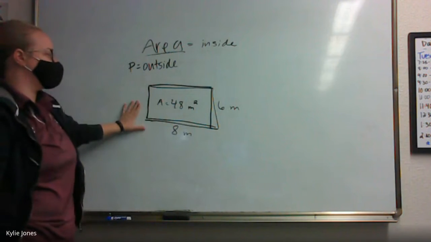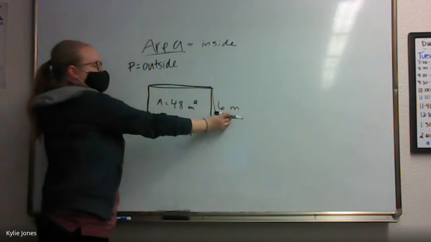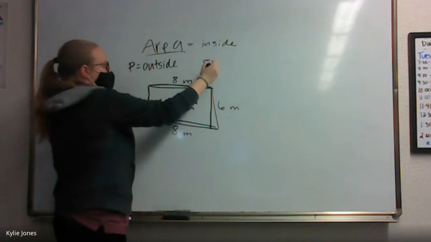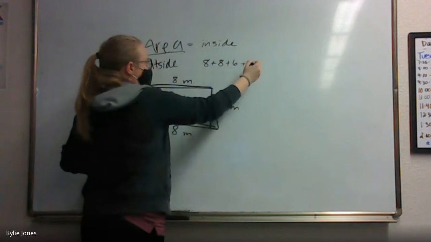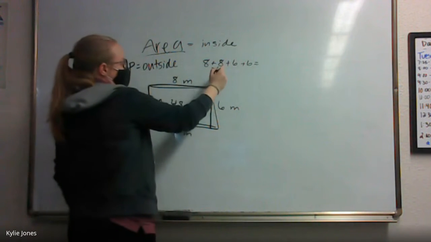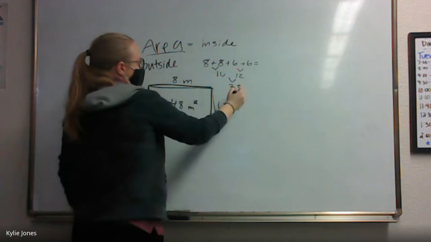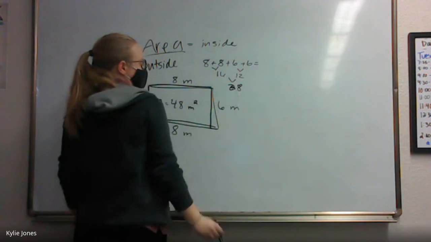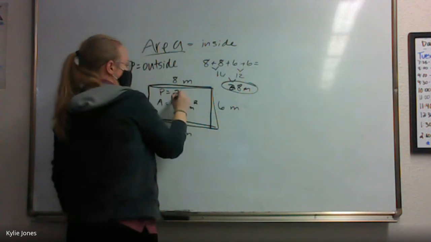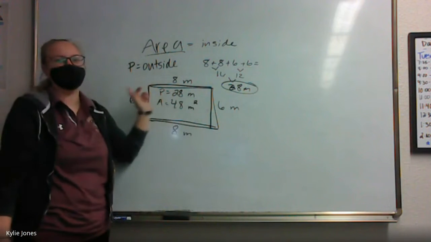How do you find the perimeter of this then? What are you going to do? You have to add 6 plus 6 on both sides. Good. You have to recognize that the length goes on the other sides too, right? And then we add them all together. 8 plus 8 plus 6 plus 6. 8 plus 8 is 16. 6 plus 6 is 12. What's 12 plus 16? 28. 28 meters. So our perimeter is 28 meters. Now, it's not squared because it's just the length. You don't need to square this one.